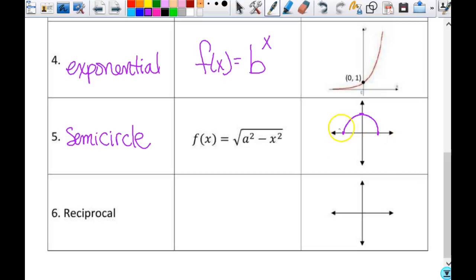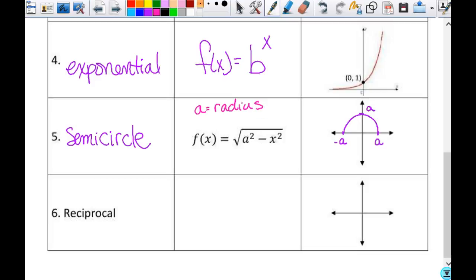But then my key points here, I can label them. What would I label this one? Negative a. And this will be a, and this would be a. Right? I just know 3. 3, I know we've been using 9. But remember on this, right, just have this little note here, that A is the radius.